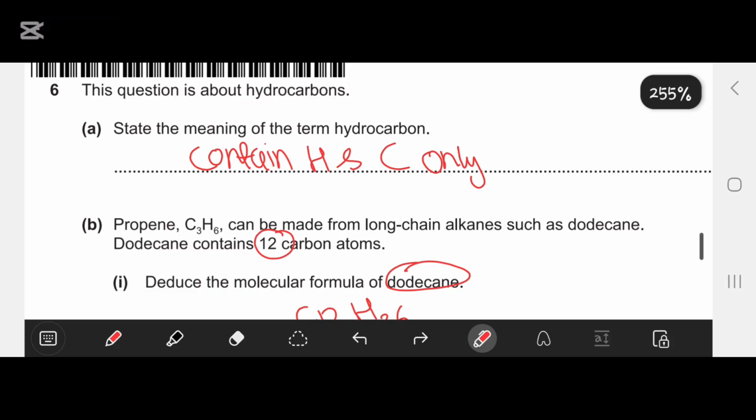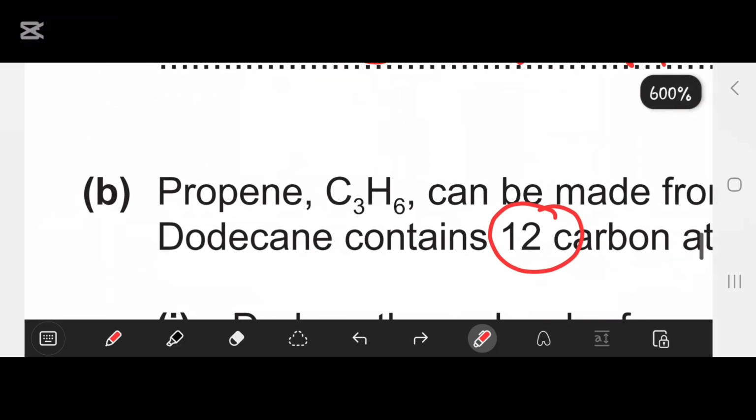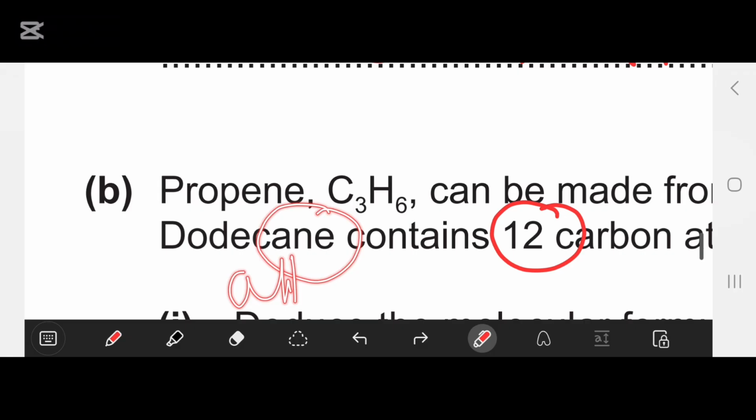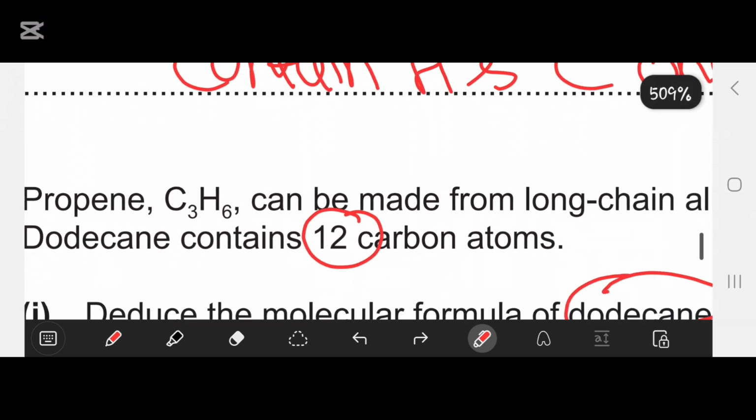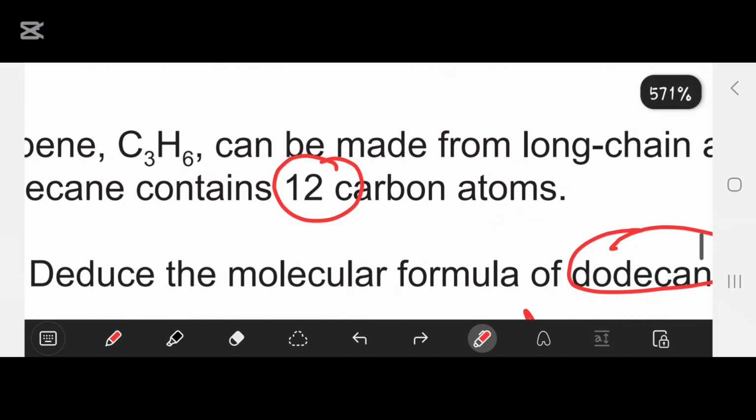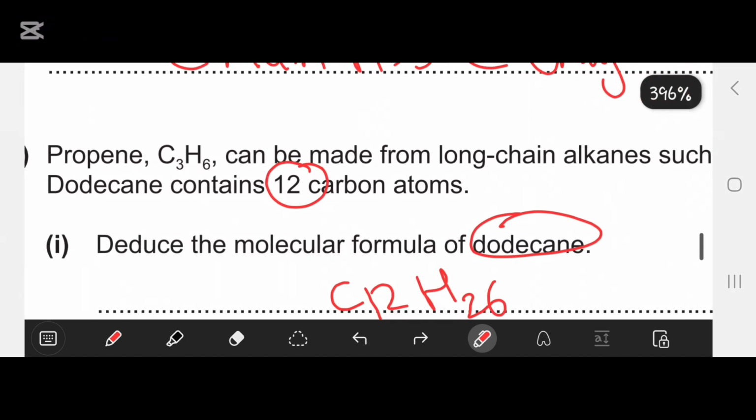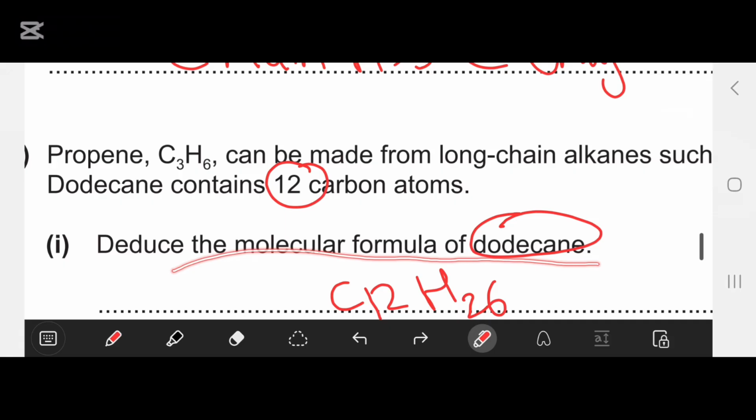Propene can be made from long chain alkanes such as dodecane. Dodecane contains 12 carbon atoms. So propene can be made from a long chain alkane of 12 carbon atoms. And we know dodecane is an alkane from the name, which ends in ANE. One more thing, they said it has 12 carbons. Now they said to deduce the formula of the dodecane.